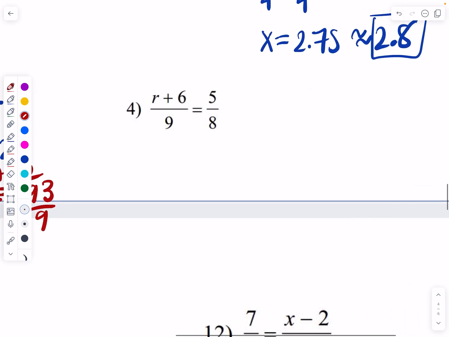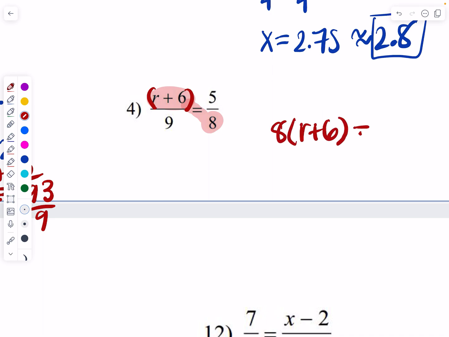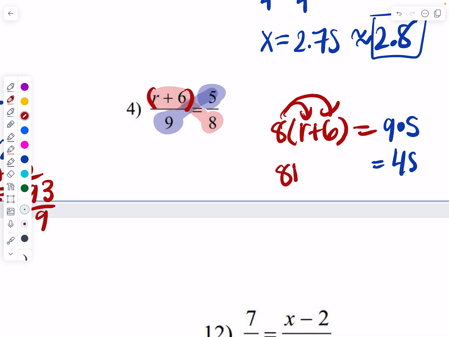Okay. Number 4, 8 times this whole thing, r plus 6, is going to be equal to 9 times 5. 9 times 5 is 45. That is going to be equal to, by the distributive property, 8r plus 48. So we're going to subtract 48 from both sides.